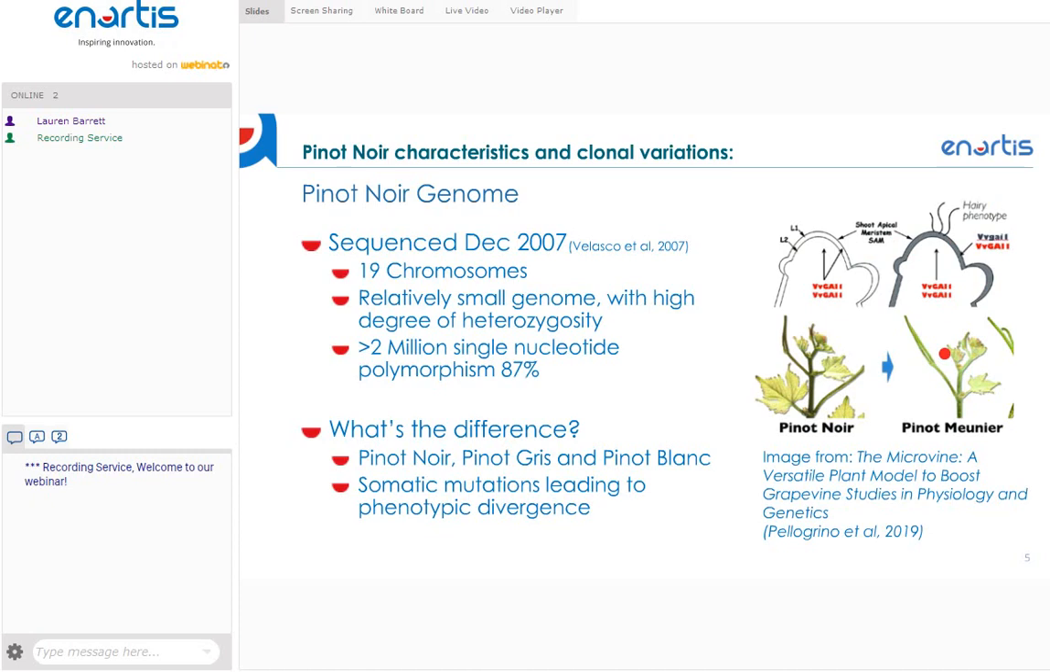Now this image actually comes from a very fascinating picture, just a side note. It was published by Anne Pellegrino and Laurent Torregrosa, and this was focusing on a specific mutation of Pinot Meunier, the microvine, which, unlike grapevines which have an annual fruiting cycle, is continuously fruiting. And so it really is a valuable tool for boosting grapevine studies in physiology and genetics. So please check out this article listed here and in the citations if you want to learn more about grapevine genetics.